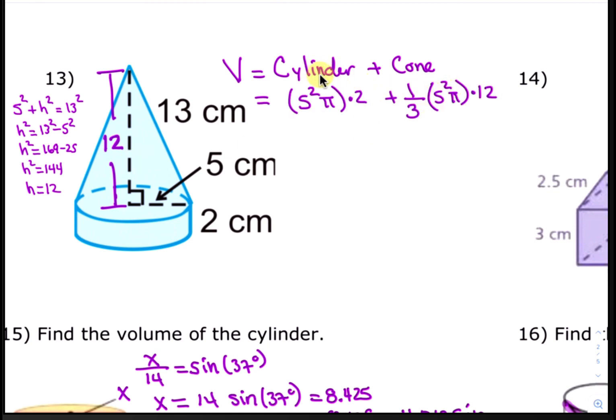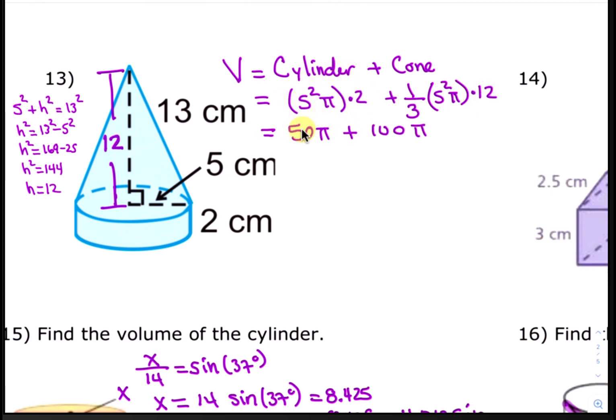Now, the volume of a cylinder is the area of the circle times the height of the cylinder. So the area of the circle is 5 squared, because 5 is the radius, 5 squared pi, and times the height of 2. That covers the cylinder. And then the volume of the cone is the 1/3 area of the circle multiplied by the height of 12. And again, the circle's radius is 5, so we have 5 squared pi times the 12 there.